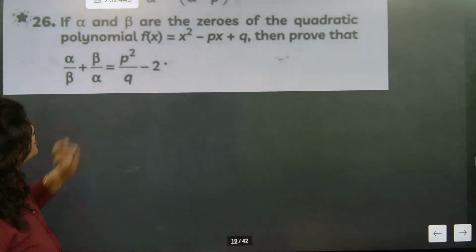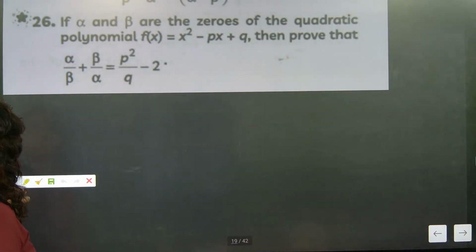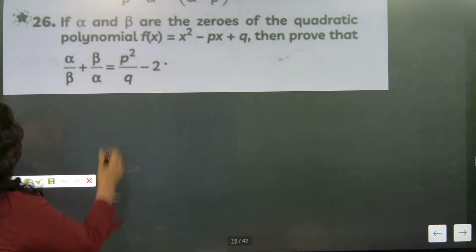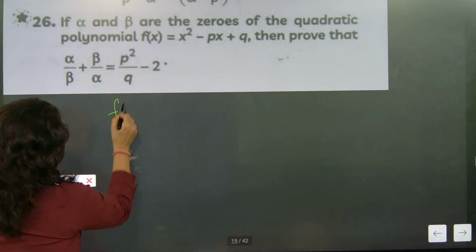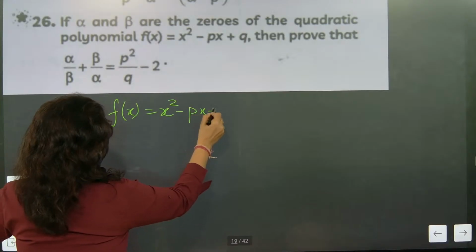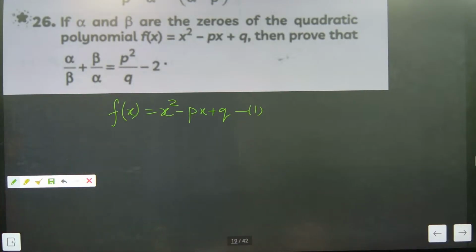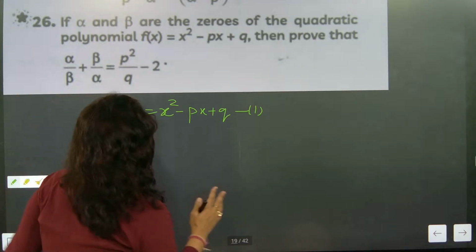So when a prove-that question comes, how are we going to approach it? Now what is given to you? They have given f of x is equal to x square minus bx plus k. This is equation number 1. Understood? So x square minus bx plus k.